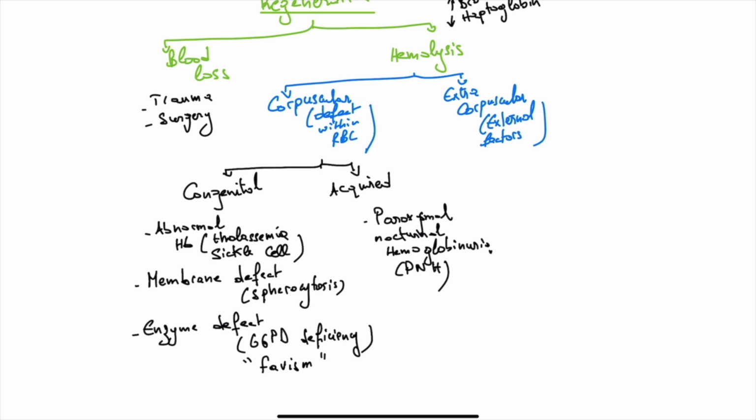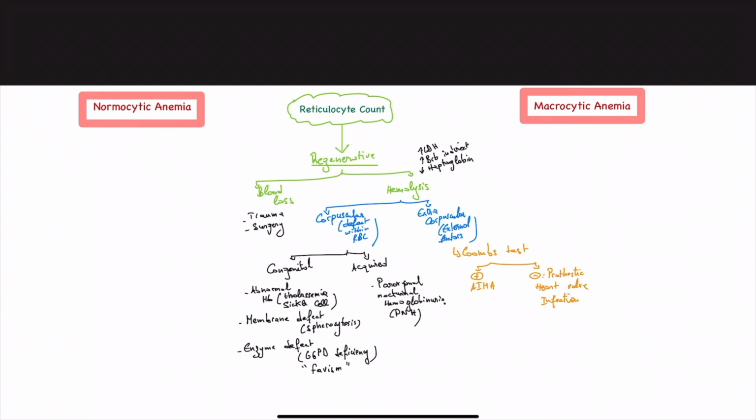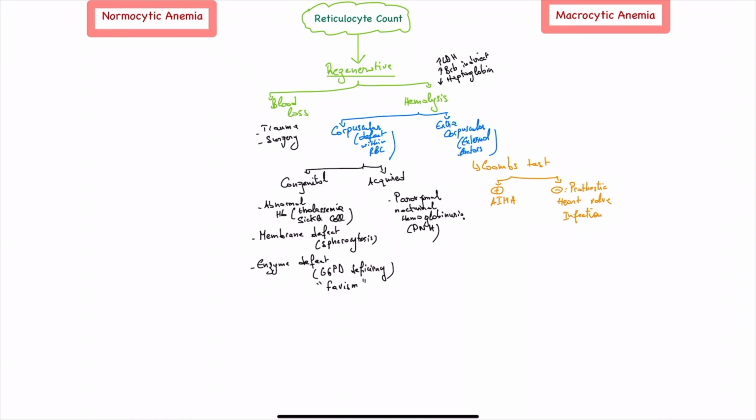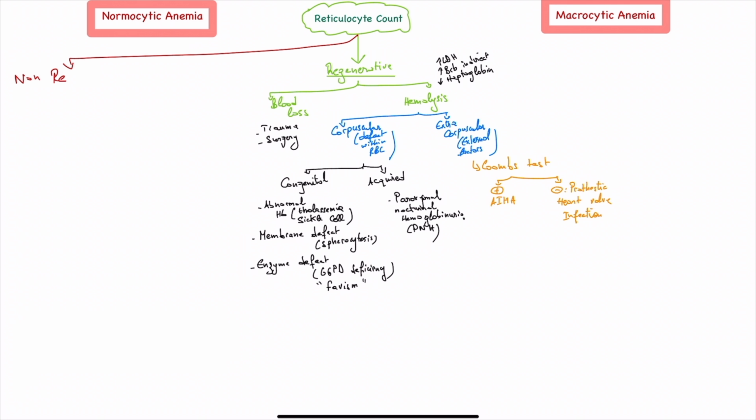In extracorpuscular anemia, check the Coombs test to see if it's immune, for example, in autoimmune hemolytic anemia. If it's negative, it can be due to prosthetic heart valve or infection. Now, for non-regenerative anemia, the bone marrow can't produce enough red blood cells.